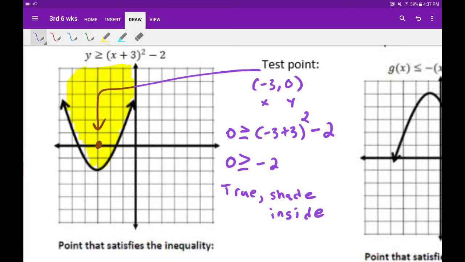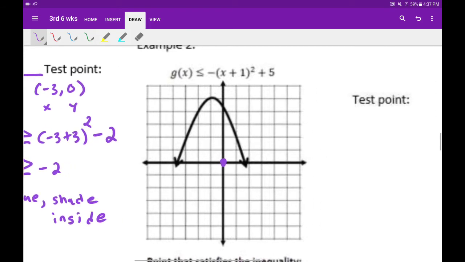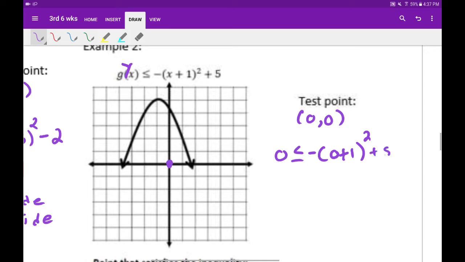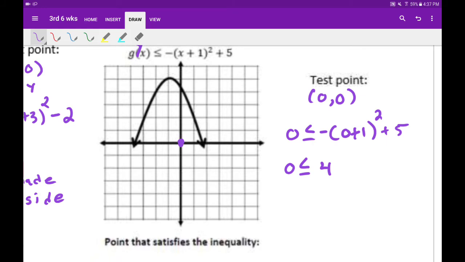On example 2, I'm going to choose the origin here. That is a good point to test there. Okay, so on this point, 0, 0, and then remember g of x is y, so my y value is 0, my x is also 0, we'll square that, 0 plus 1 squared plus 5. Okay, work out the right side, we get a +4. Is 0 less than or equal to 4? It is, that is true.